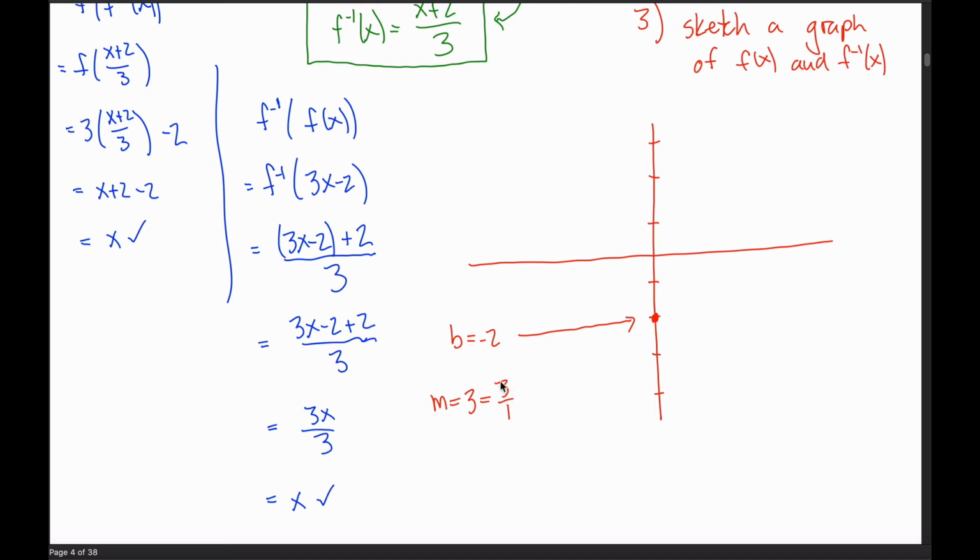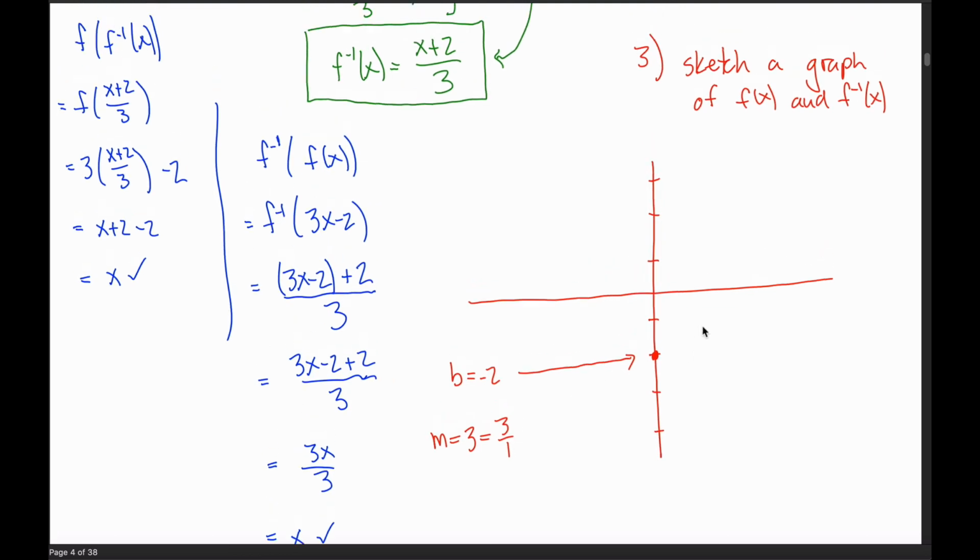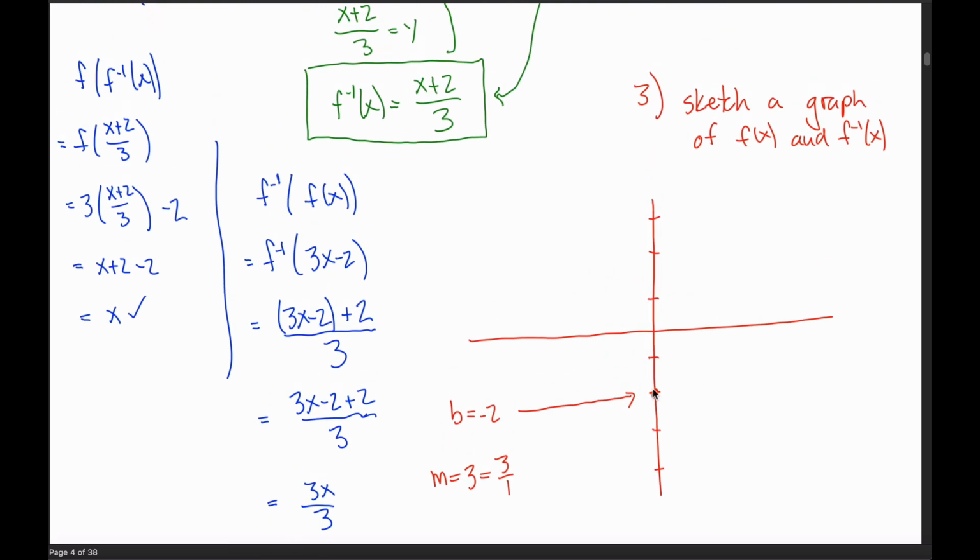This 3 is the change in the y-coordinate for every 1 change in the x-coordinate. So what this means is from this point, I want to go up 3 units, 1, 2, 3, and then to the right, 1 unit. This tells me how far I go up. This tells me how far I go to the right.